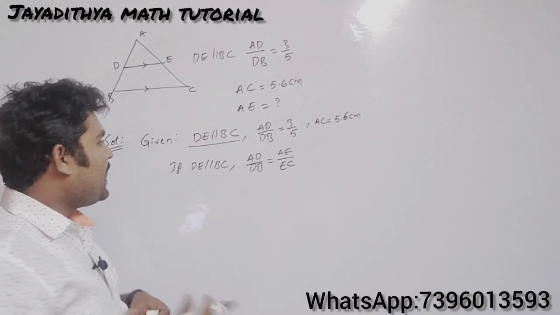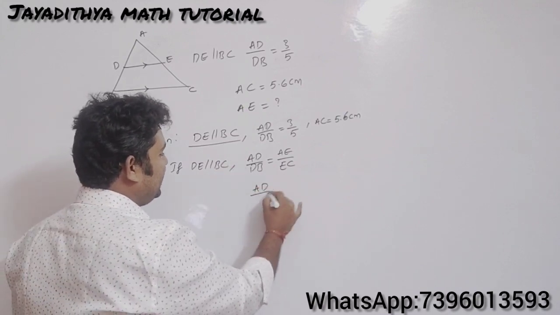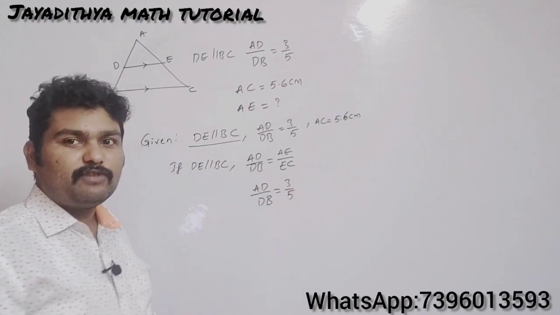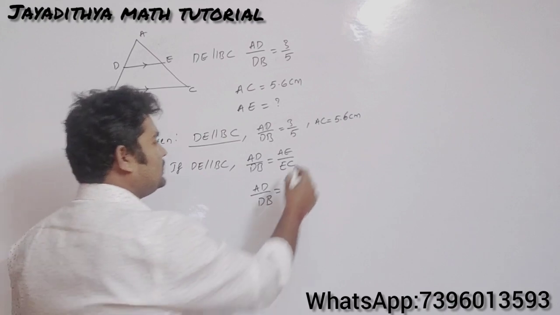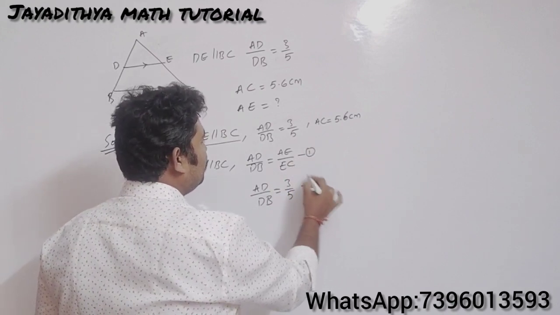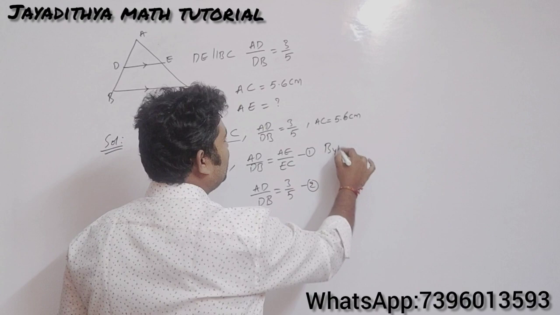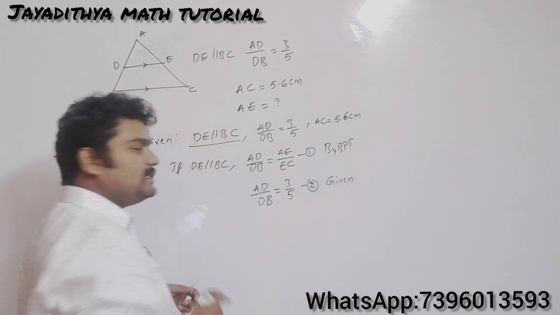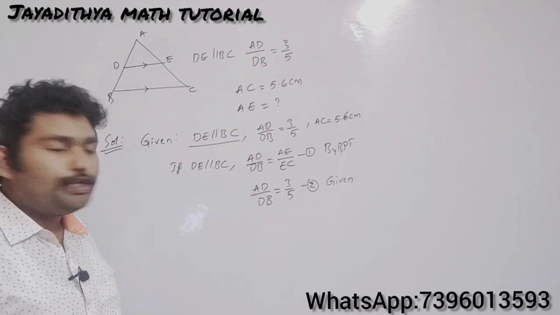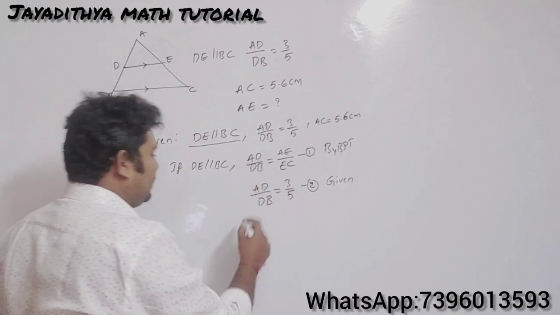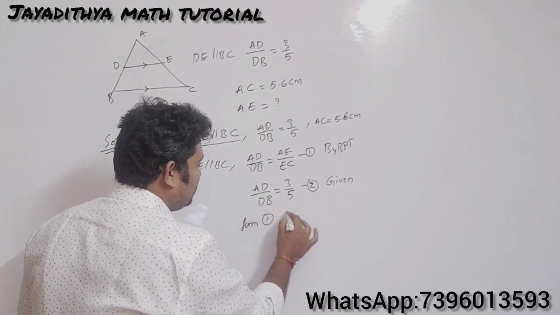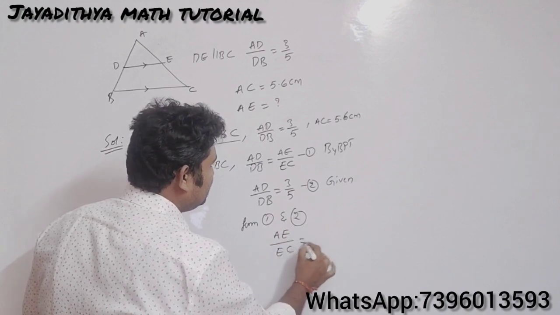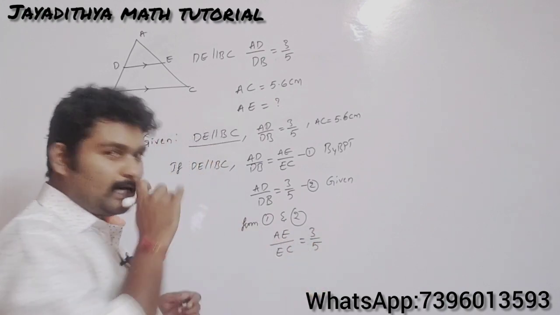Clear now? He has given one more thing, that is AD by DB is equals to 3 by 5. So let us take this one as equation 1, and this is equation 2. From where did you get equation 1? By the basic proportionality theorem, by BPT you need to write, and this is the information given. After this, what do you need to do? From equations 1 and 2, you can write AE by EC is equals to 3 by 5.